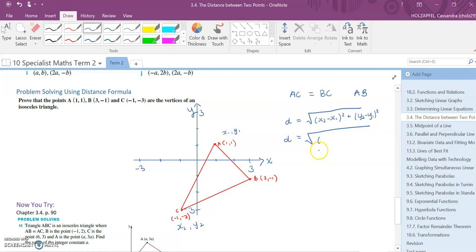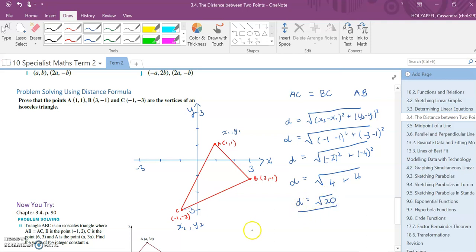Okay, so x2 is -1, so -1 minus 1, squared, plus y2, sorry, y2 is -3, so -3 minus 1, squared. So this distance here is going to be equal to (-2) squared plus (-4) squared. Again, just remember when we're doing this, we need to make sure these are in brackets when we put them in our calculator. So this is going to be equal to 4 plus 16. So D is going to be equal to the square root of 20.